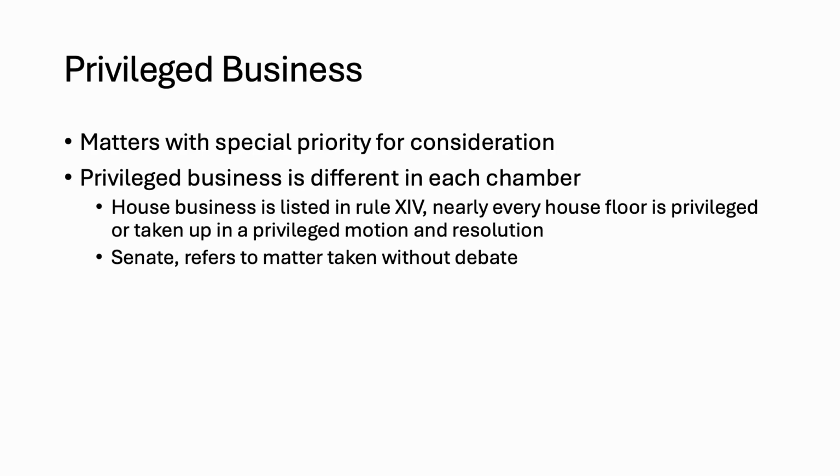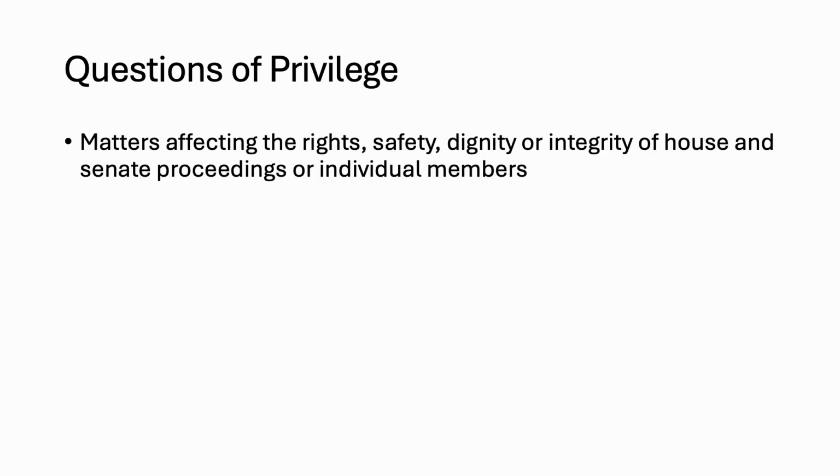Privileged business. Matters with special priority for consideration. Privileged business is different in each chamber. House business is listed in Rule 14. Nearly every House floor action is privileged or taken up in a privileged motion or resolution. In the Senate, it refers to a matter taken without debate. Questions of privilege. Matters affecting the rights, safety, dignity, or integrity of House and Senate proceedings or individual members.